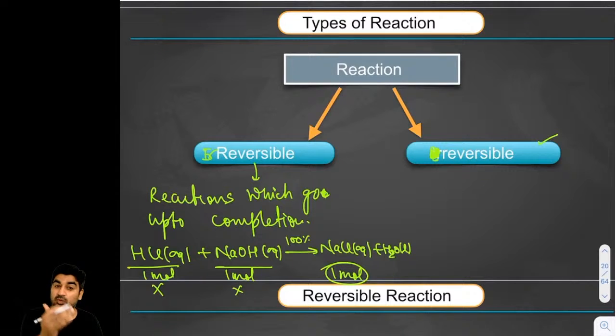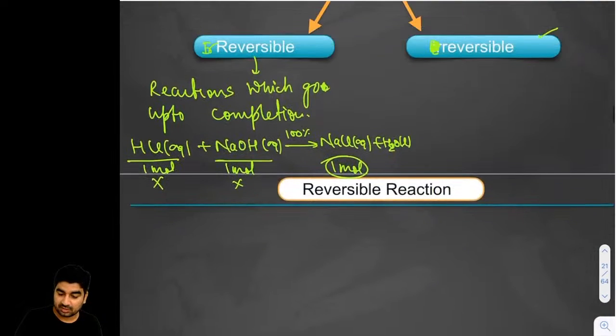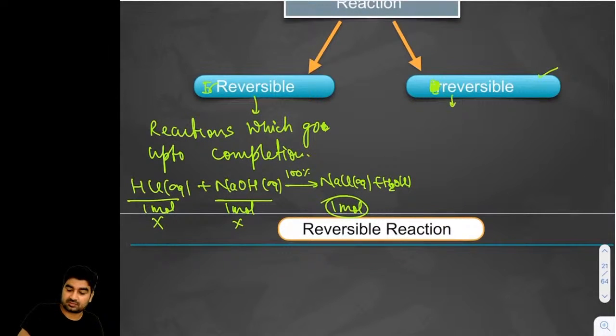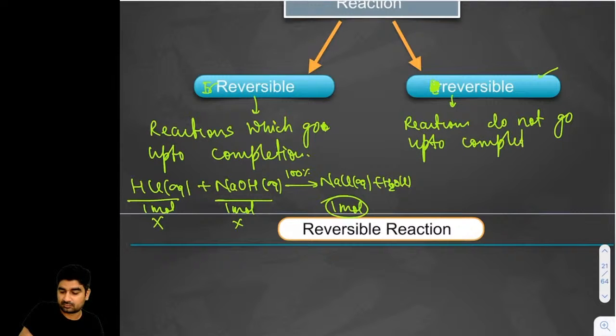Okay, now what is reversible, guys? So in a reversible reaction, all the reactant will never get converted into product. And how? So just note it down. In a reversible reaction, these reactions do not go up to completion.